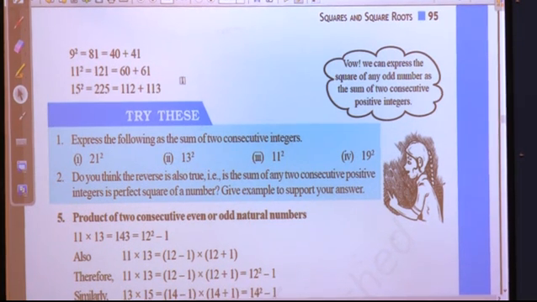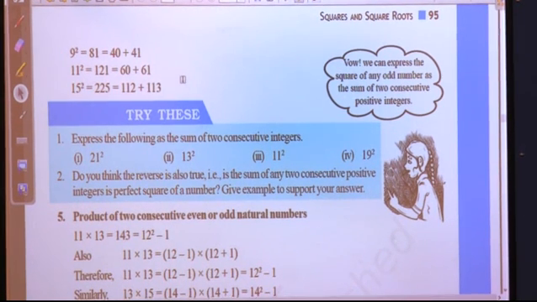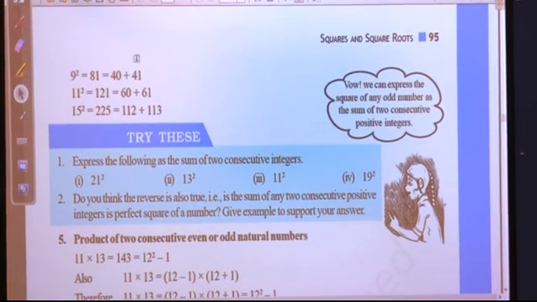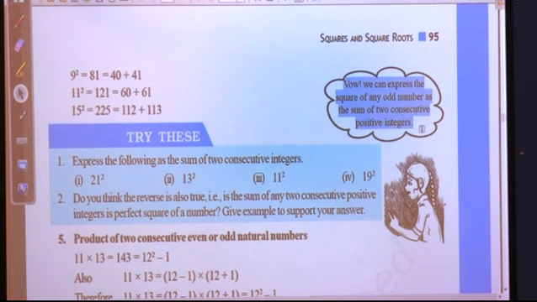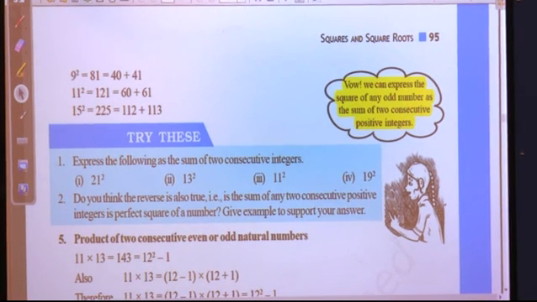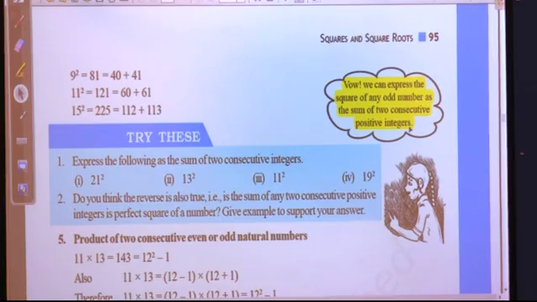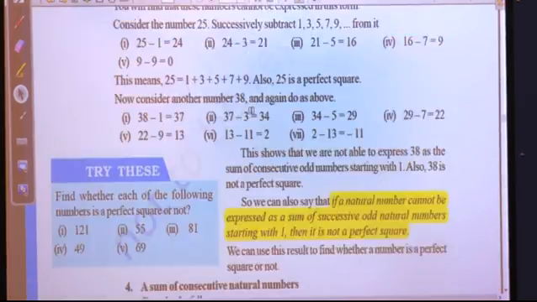So, what is being concluded is that we can express the square of any odd number as the sum of two consecutive positive integers. This is the conclusion given here. So, this is the pattern that we have studied.